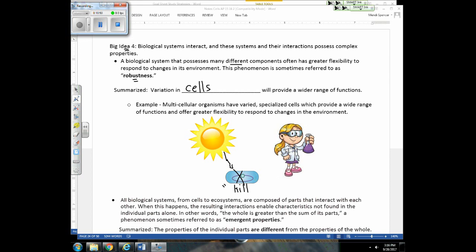But yet the sun doesn't kill you. Well, it could, but it doesn't. Why? Because you have so many different specialized cells that are going to help detect stimuli and allow you to respond to the sun, so you're not going to get damaged or hurt by the sun. So because you have a variety of cells, then you're going to be able to better respond to changes in the environment.